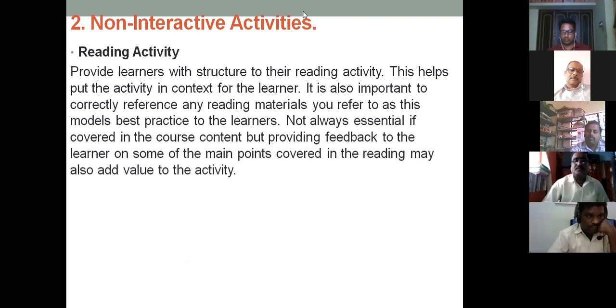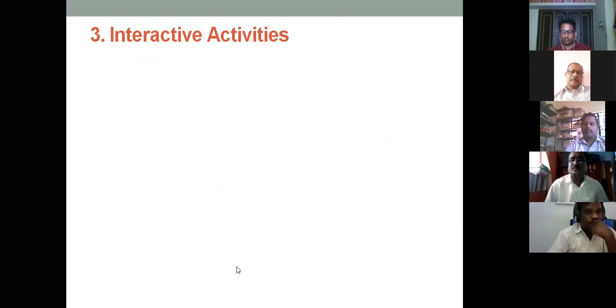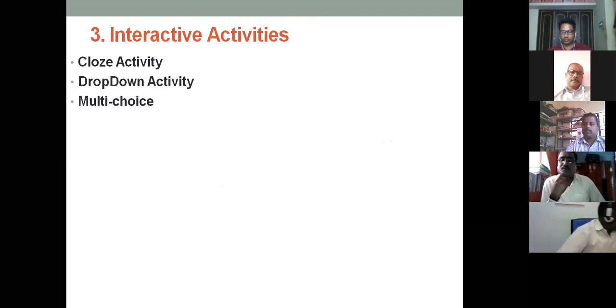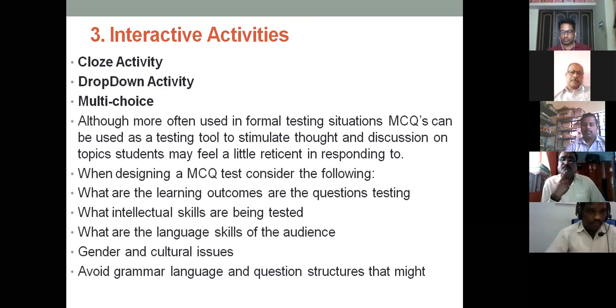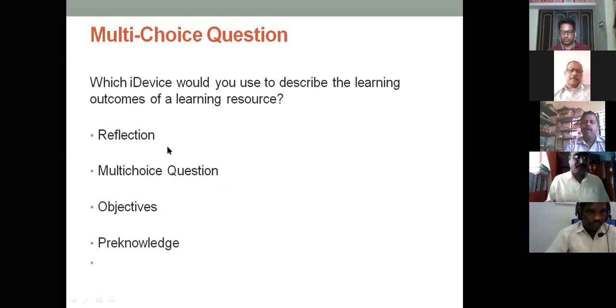Okay, so this is the one thing. And then you can also give feedback when they answer. Then for reflection activity, you can also provide a rubric where you can evaluate them. Okay, those are non-interactive. We can also have interactive activities, which are called the cloze activity, drop down activity, multiple choice activity. Okay, all this can be given. Then multi-select, then quiz, true false questions. These can be used.